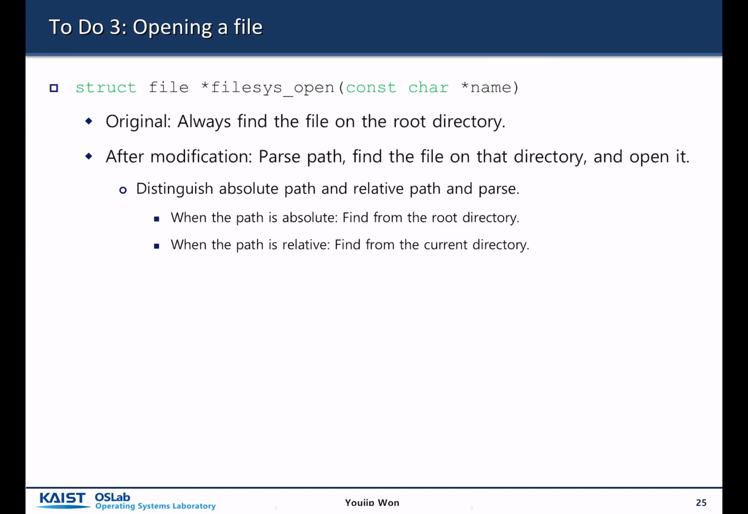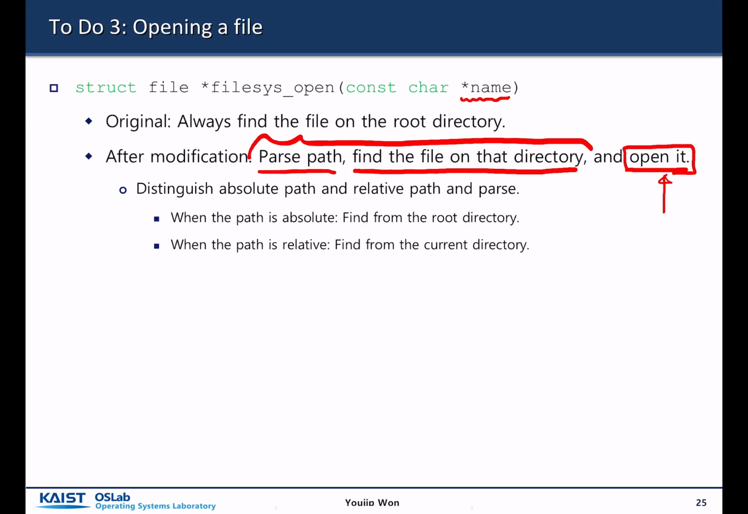And also you have to modify opening a file. When you open a file, currently you always find the file in the root directory, but now, because there are subdirectories and there is a notion of path, you have to parse the path, find the file in that directory, and open it. Just opening the file itself is the same as before. However, there is an added step: parse the path and find the file in that directory.